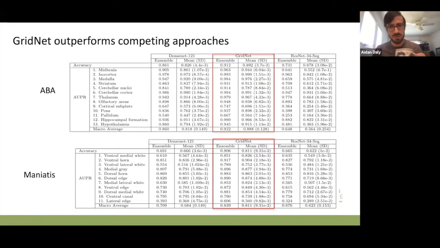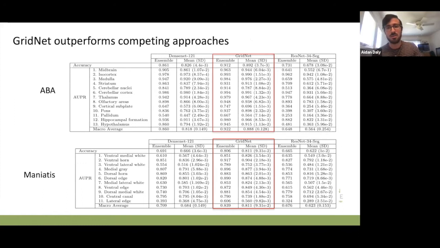So here are some of the results that we got from this comparison. We have both data sets, the Allen Brain on the top, Maniatis here. We show the results from our patch classifier, DenseNet, our segmentation approach, ResNet, and the GridNet, which does a little bit of both. What we did for this was we trained each network 10 times on the training data, and we kept the 5 best that performed on a validation set. And then we reported the mean, standard deviation, and ensemble performance of those 5 best on a held out test set.